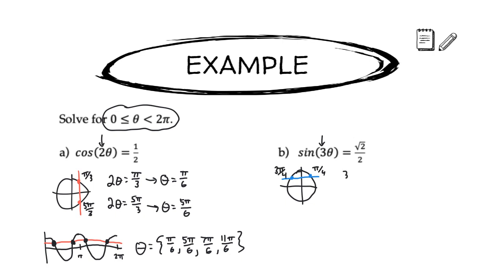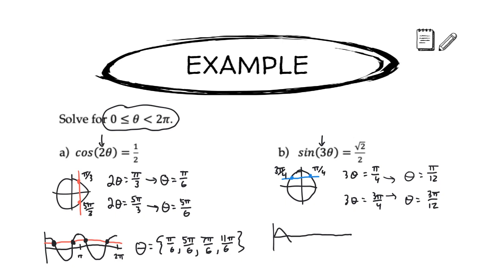And thus I could say that 3 theta is either equal to pi over 4, or 3 theta is equal to 3 pi over 4, leading to 2 solutions once again, pi over 12, or I'll just call it 3 pi over 12 for now. I can reduce it later.